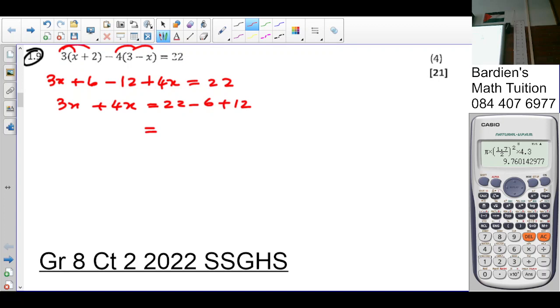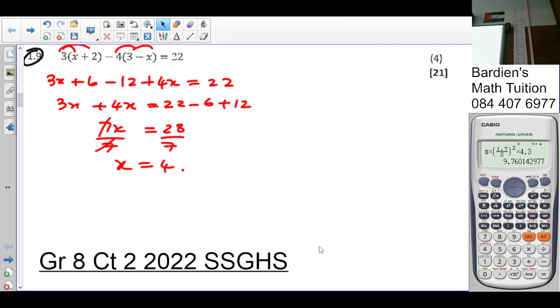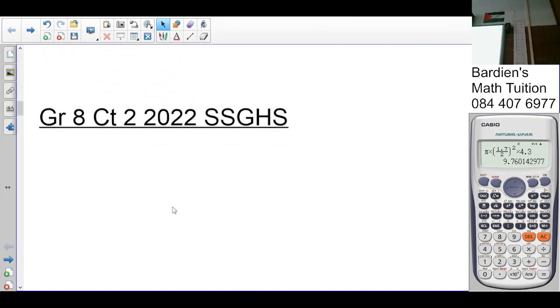Okay, so it's going to give you 7x equal to 22 minus 6, which is 16, plus 12, 28. So what do I then do? Divide by 7 on both sides. So x equals 4. Alright, that brings us to the end of question 1.